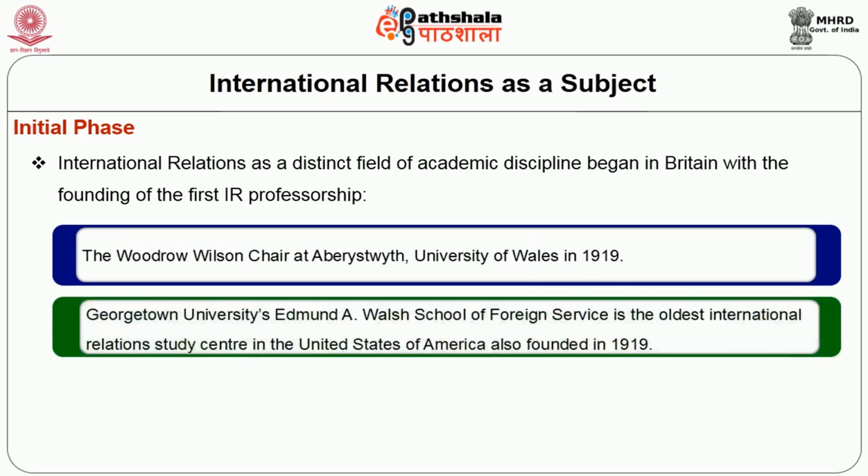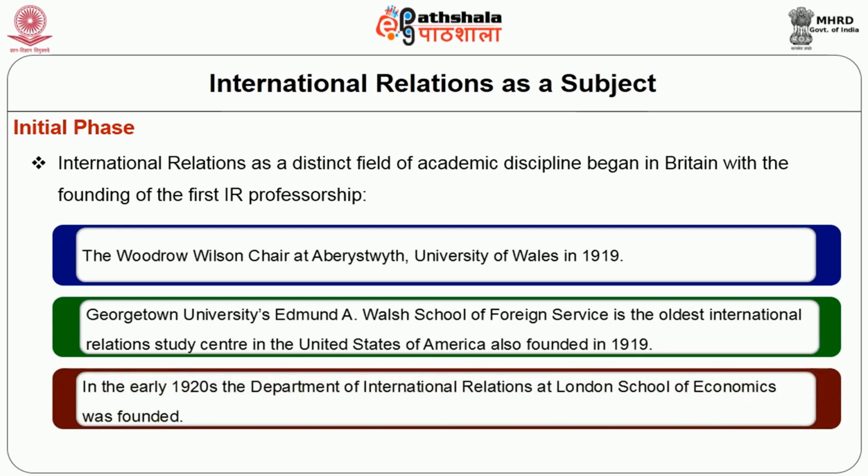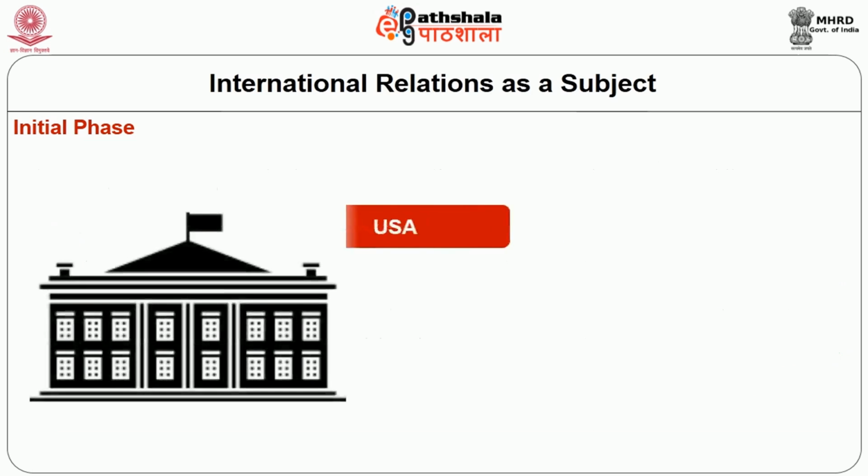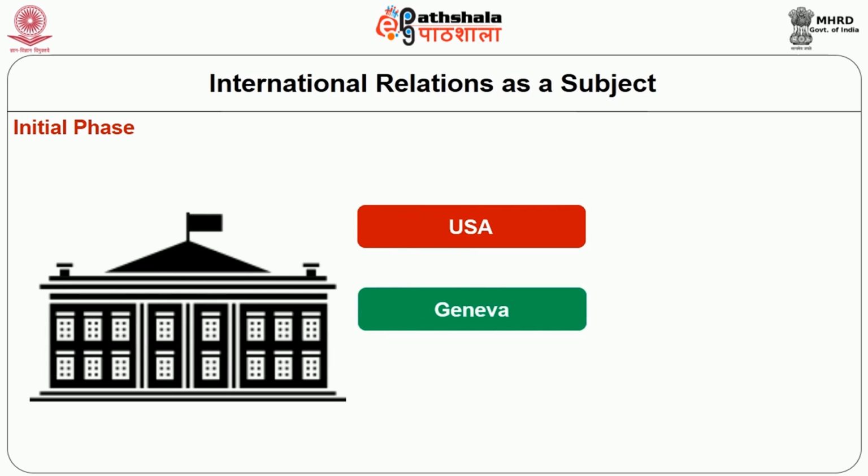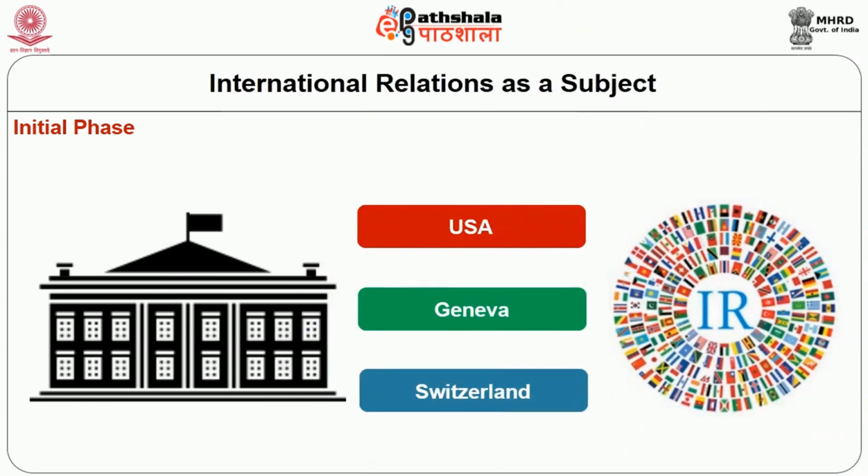Georgetown University's Edmund A. Walsh School of Foreign Service is the oldest international relations study center in the United States of America, also founded in 1919. In the early 1920s, the Department of International Relations at London School of Economics was founded. Very soon, various universities in USA, Geneva, and Switzerland introduced the Department of International Relations.